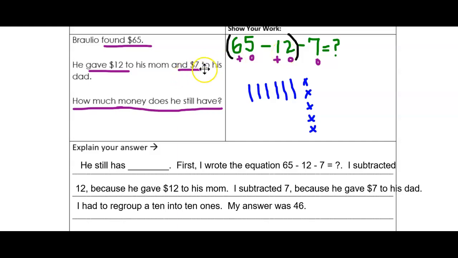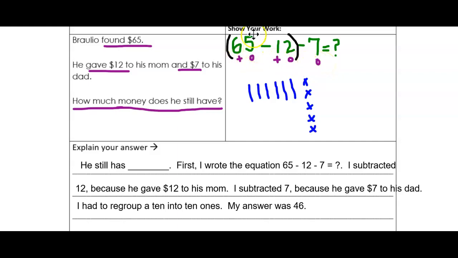You should have also underlined $7 because he gave $7 to his dad as well. Remember, if you're giving something away, you have less of it. You're taking that out of your basket. So your last number is minus 7. Then it says, how much money does he still have? That's equals question mark.